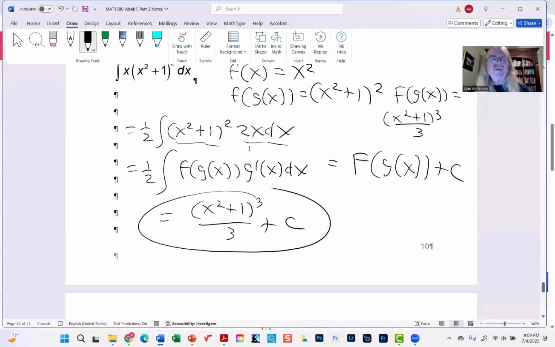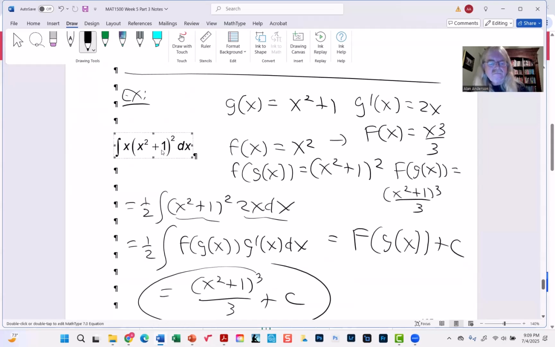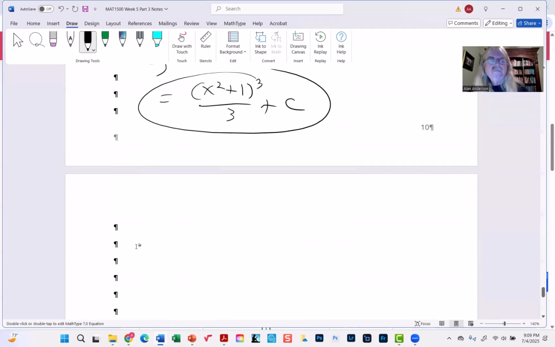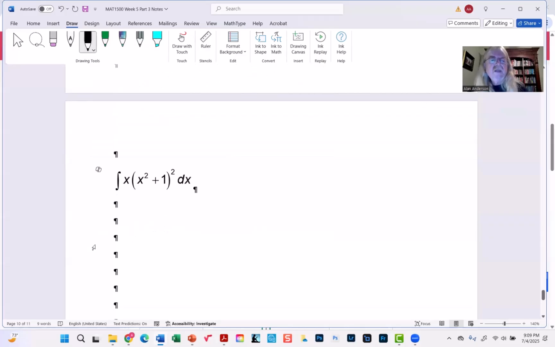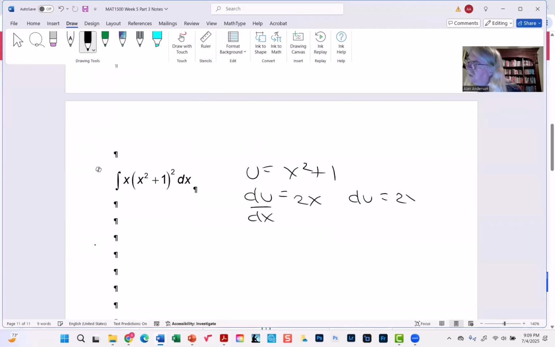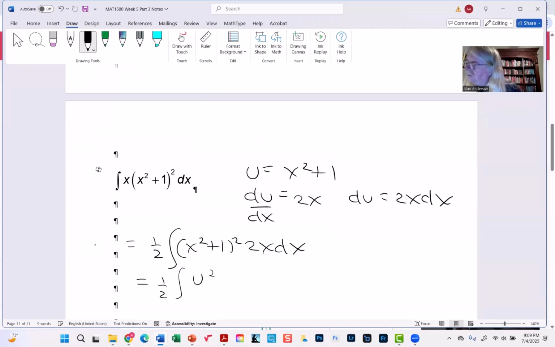Okay, now what about u substitution? Well, let's try u equal x squared plus 1. Yeah, we don't have a du. We have to provide that extra to ourselves. So we actually have the integral of u squared du.